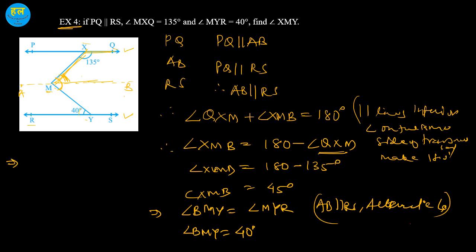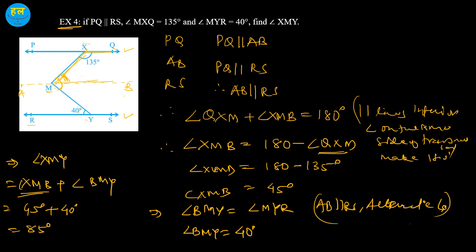Therefore, what we have to find? We have to find angle XMY, and XMY is equal to XMB plus angle BMY, which is 45 degrees plus 40 degrees, equal to 85 degrees. This is our answer.